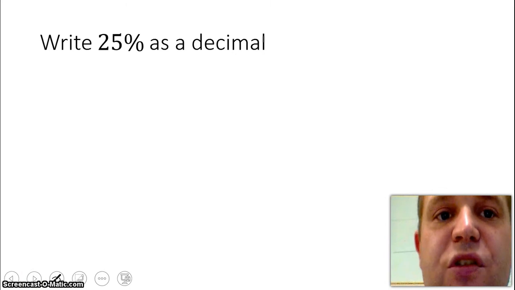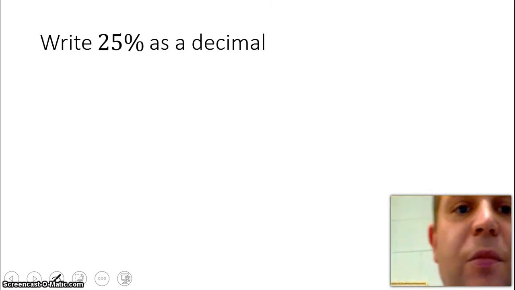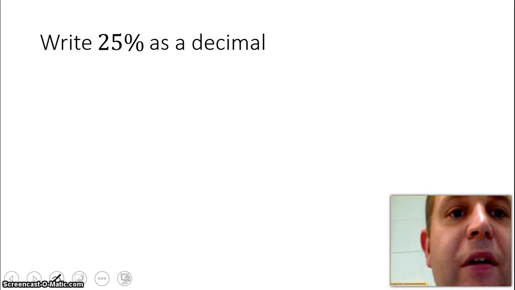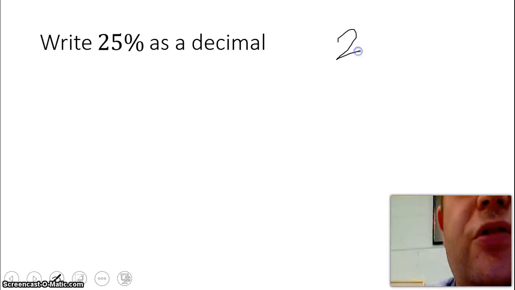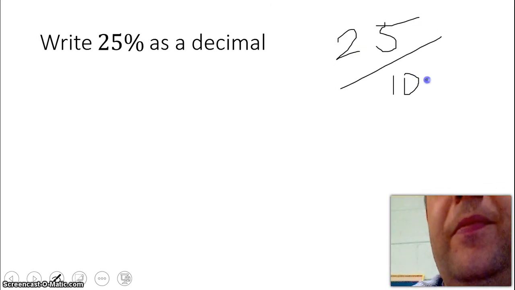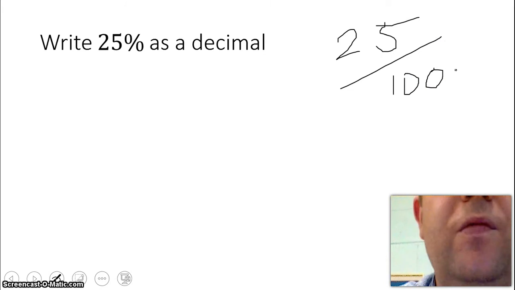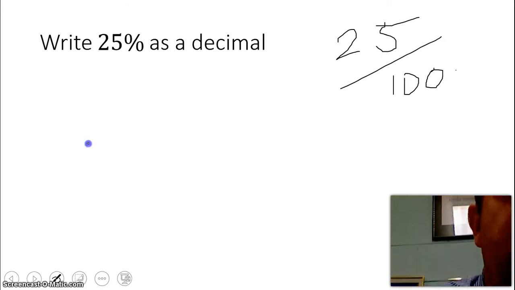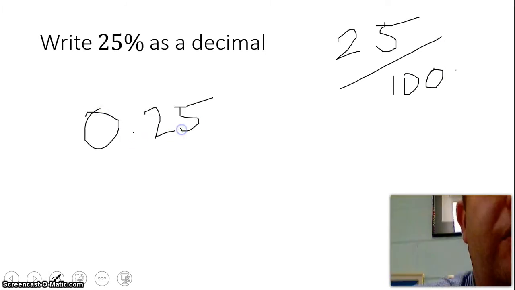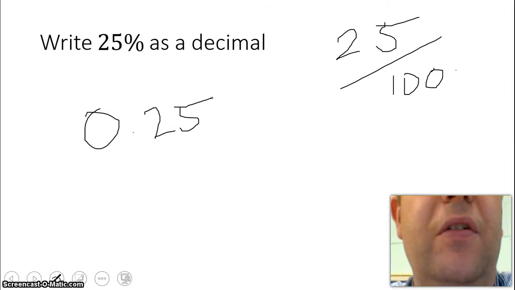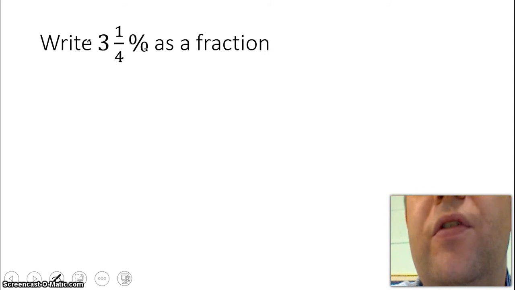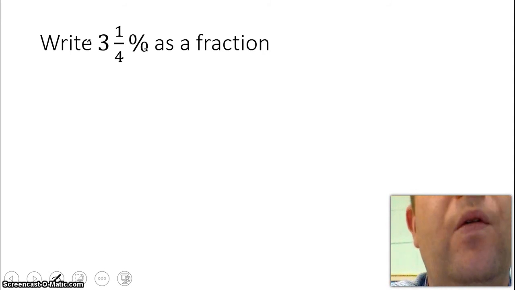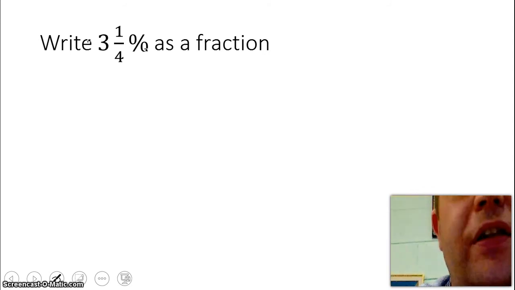Moving along, we've got 25%, and we need to write it as a decimal. One of the wonderful things about percentages is they're always out of 100. So we've got 25 out of 100. Now, as a decimal, we can write that as 0.25. I'm sure you would have run into this in Year 7 and 8, so I'm not going to harp on about it too much. When we get something a little bit more difficult, we need to go through and write these things as fractions.